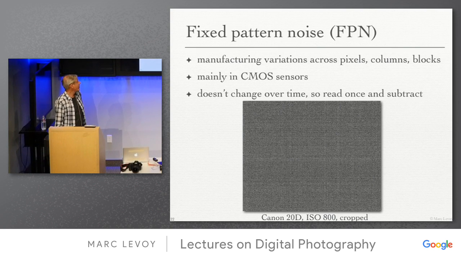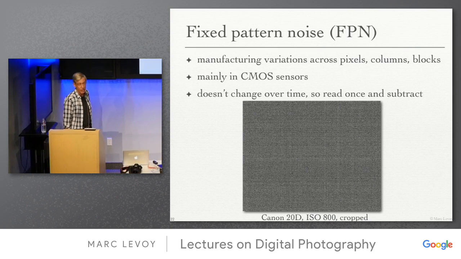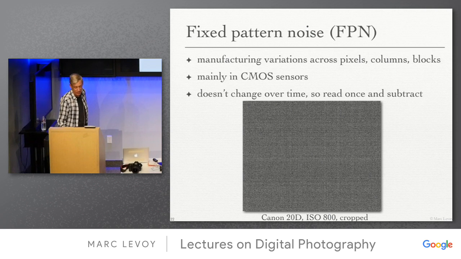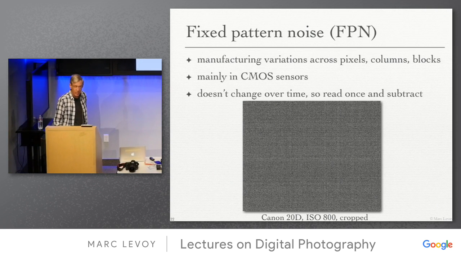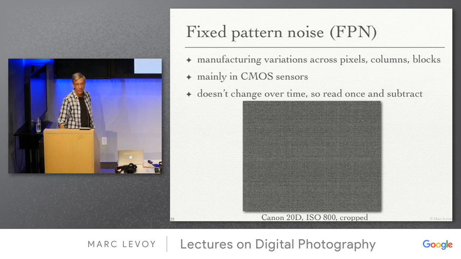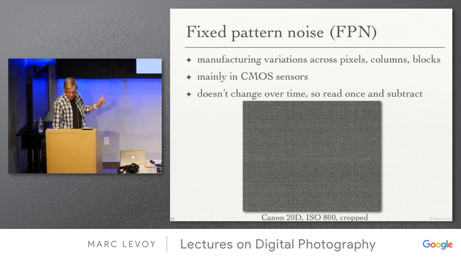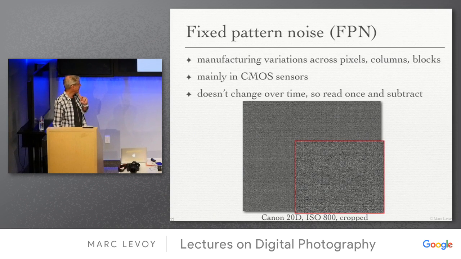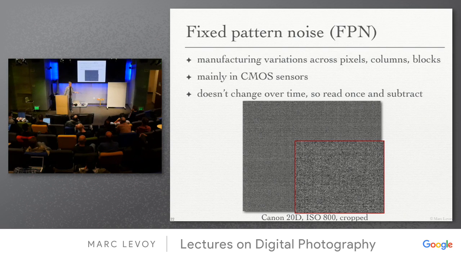So fixed pattern noise is manufacturing variations across pixels, columns and blocks, mainly in CMOS sensors. They'll typically have a columnar or row structure, depending on what's causing them. Usually, I'll show another example shortly, it's a stronger row structure. It depends on the sensor. And so, again, you can read once and subtract it.